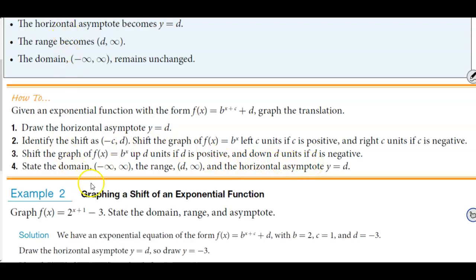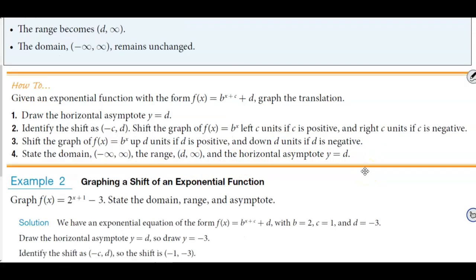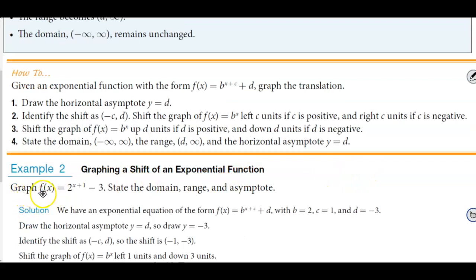And then we're going to state the domain, which is negative infinity to positive infinity. The range is going to be d to infinity. And the horizontal asymptote is y equals d. So if we take a look at this example, it says graph f of x equals 2 to the x plus 1, minus 3. And then state the domain, the range, and the asymptote.